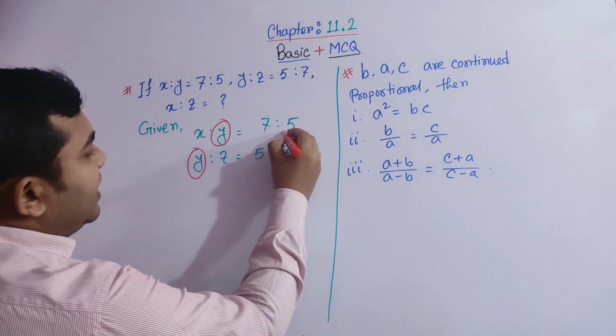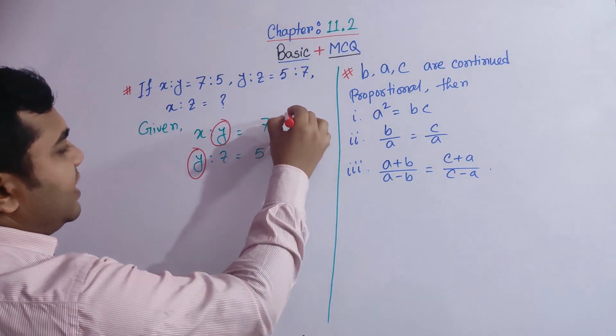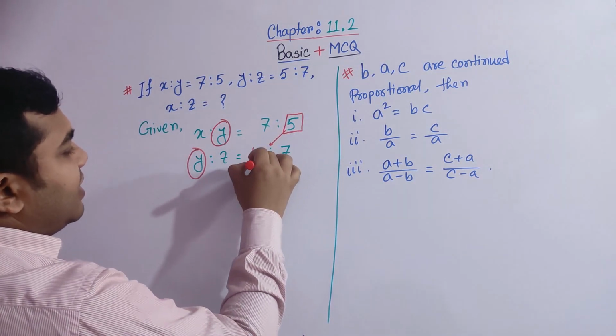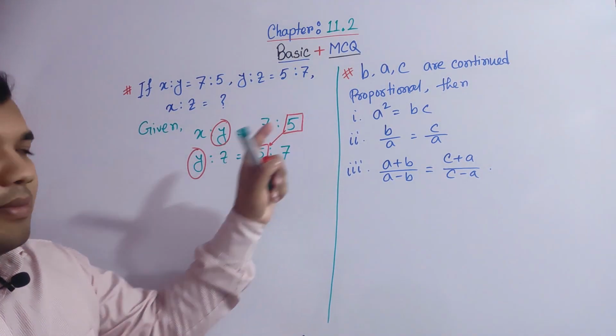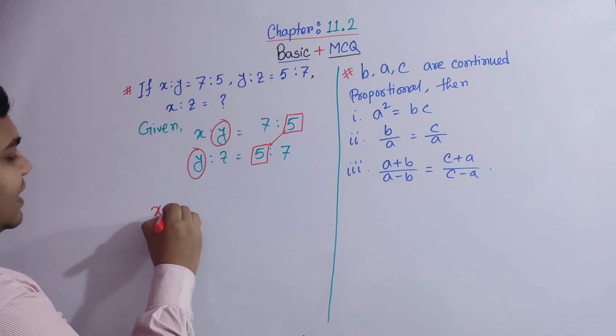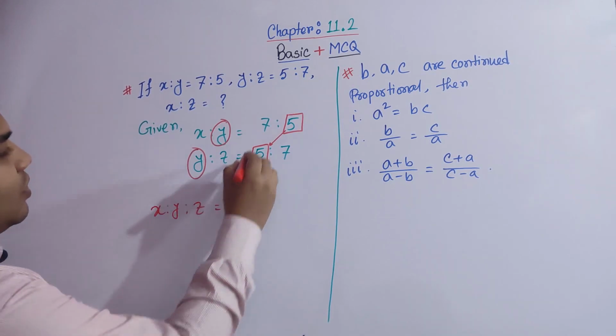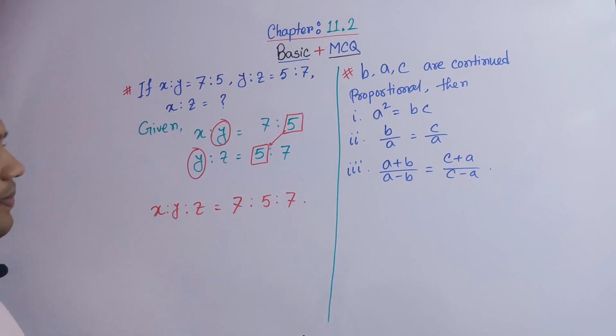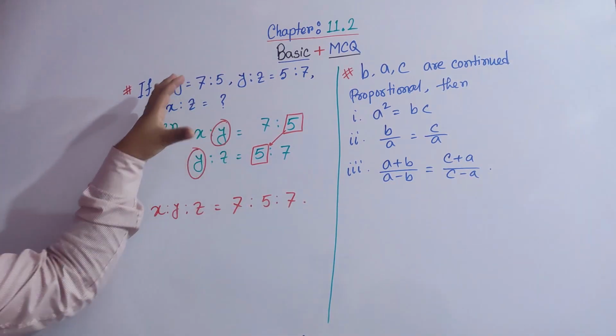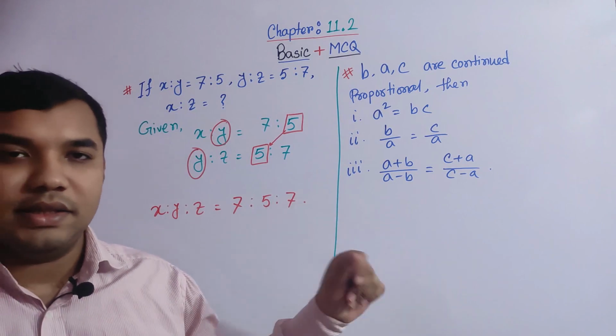So here look at the value of y. The value of y is 5, here the value is also y. Since directly the value of y is the same, then we can say directly that our x, y, z ratio is nothing but 7:5:7. That's how we can solve these types of problems very easily.